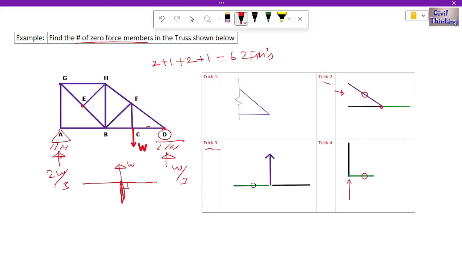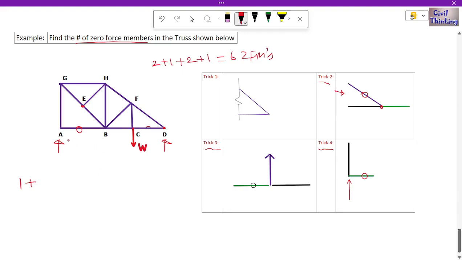Now look at joint A. Let me just draw the reactions, because remember, we just need to know the loads. Now this joint A is similar to trick 4, right? We have a load along this, so this is a zero force member. So we have one zero force member. Now look at joint E, it is again the same as trick number 2. Two members are linear, there is no support at E, and there is also no external load or force at E. So this is a zero force member, and we have one more zero force member.